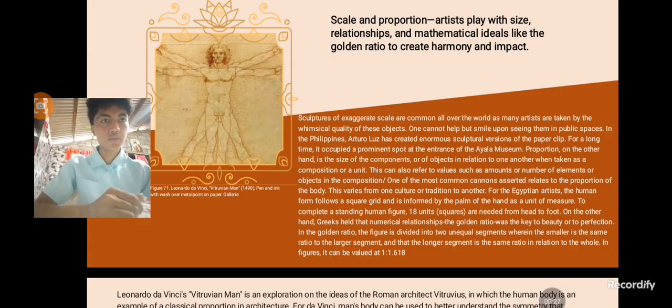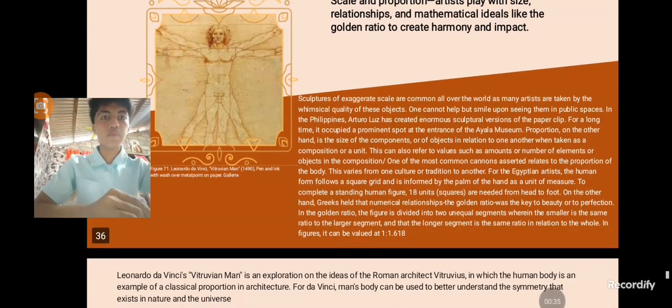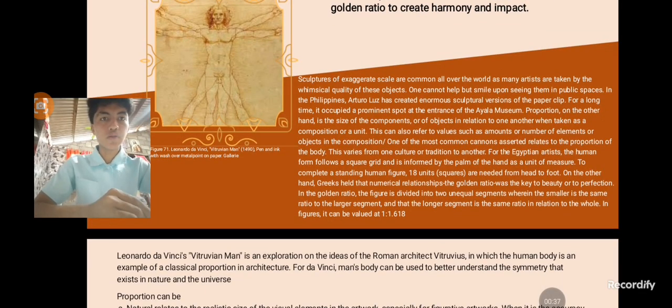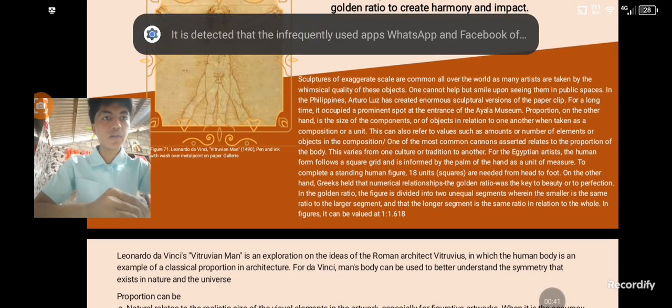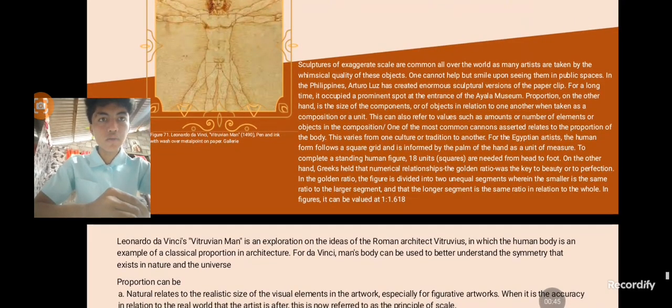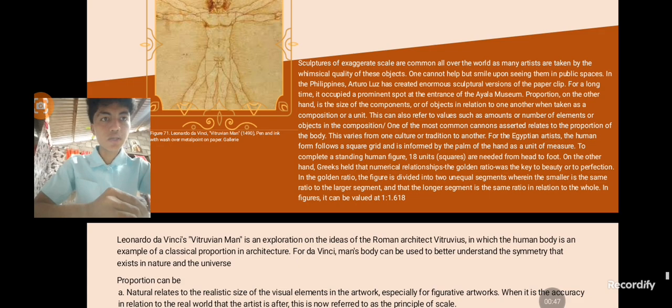Scale and proportion: artists play with size, relationship, and mathematical ideals like the golden ratio to create harmony and impact. Sculptures that exaggerate scale are common all over the world, as many artists are taken by the whimsical quality of these objects. One cannot help but smile upon seeing them in public spaces.